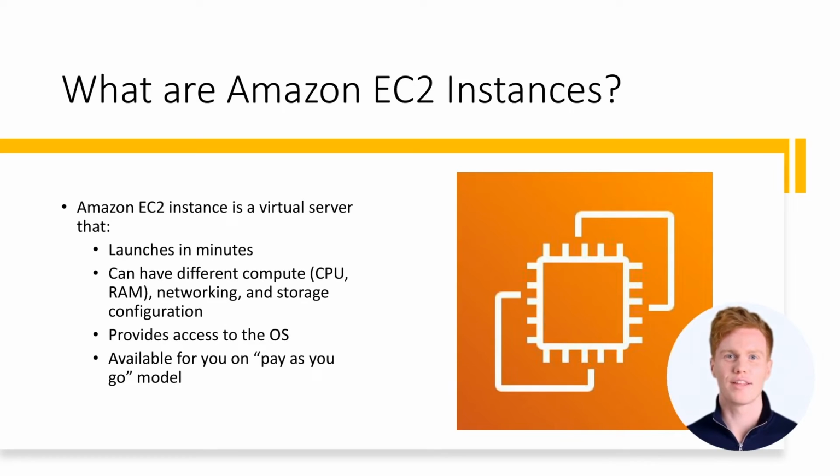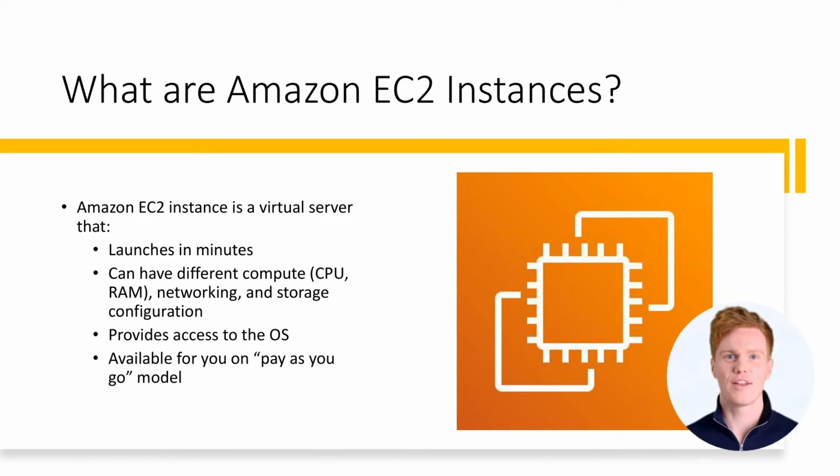An Amazon EC2 instance is a virtual server you can launch in Amazon Elastic Compute Cloud, or EC2, service for running applications on the AWS infrastructure. Amazon EC2 service provides a wide selection of instance types optimized to fit different use cases. Instance types comprise varying combinations of CPU, memory, storage, and networking capacity and give you the flexibility to choose the appropriate mix of resources for your applications.